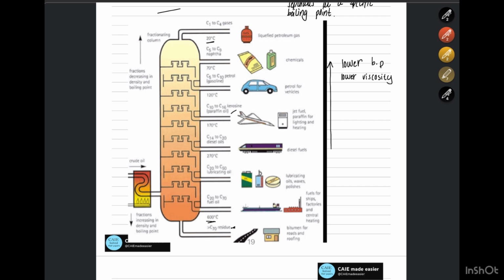Third, higher volatility. Volatile is something that can evaporate easily. So as you go from bottom to top, volatility increases. And finally, a smaller chain length. The fractions at the bottom have so much carbon, C20, C70, while at the top there may be only one carbon. So as you go from bottom to top, chain length also reduces. Bottom to top.